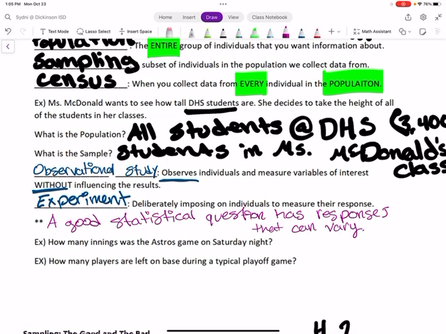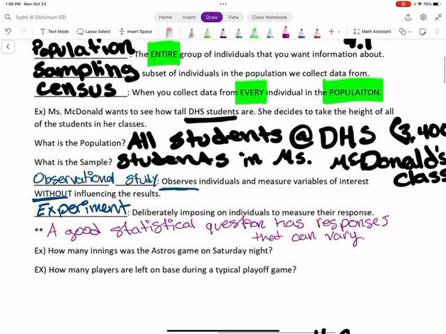Because in order to do a study or an experiment or to find the probability of something, you really have to have a bunch of different data coming together. So a good statistical question is going to have different answers. So in these examples, we're going to figure out which of these is a good statistical question and which one is a bad one.